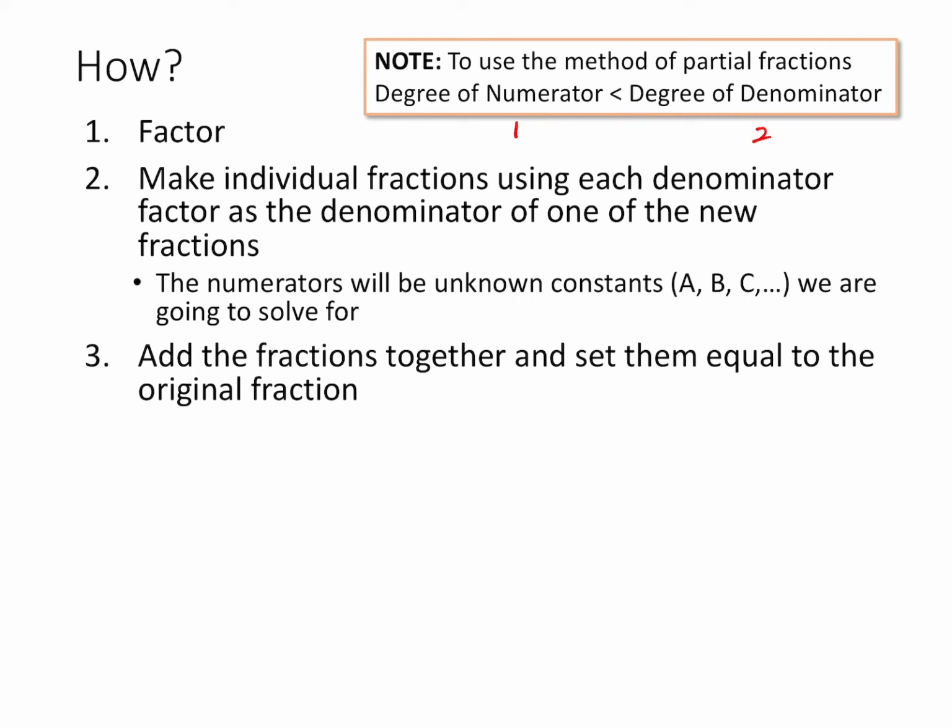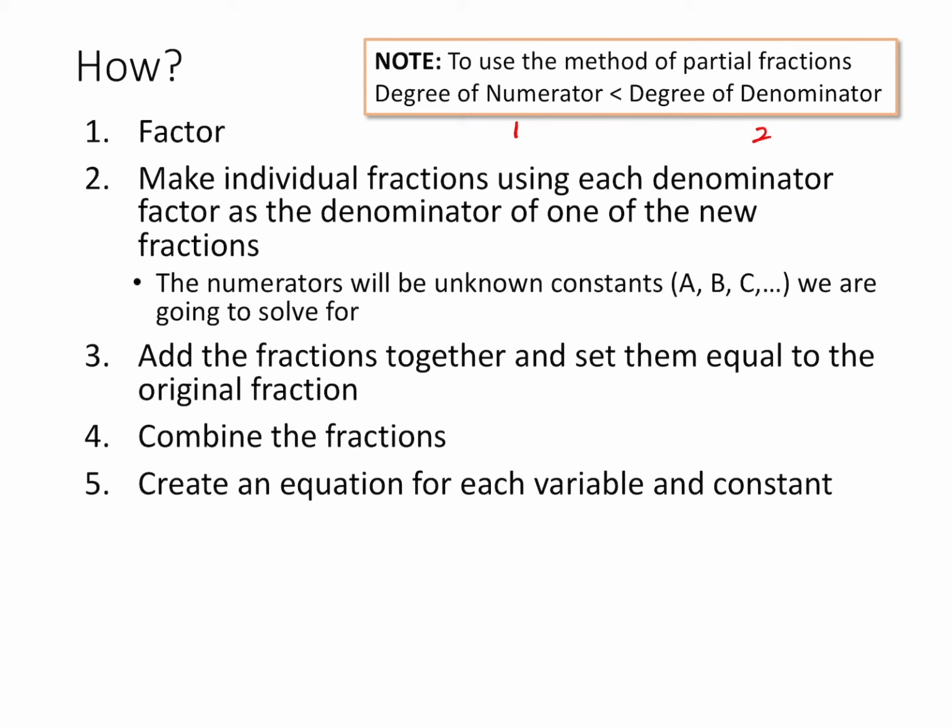Next, we'll take those fractions that we just created and combine them into a single fraction. And once we have that single fraction, we'll be able to equate it to the original fraction, and we'll be able to create equations for each of the variables and a constant or constants. Well, it should be only one constant. So we'll create multiple equations based on that, and then we'll have a system of equations.